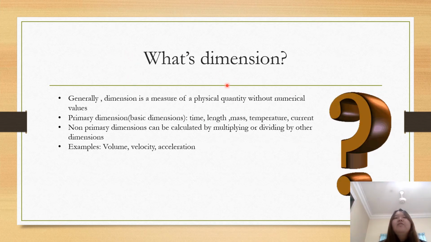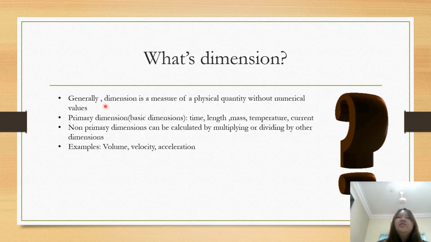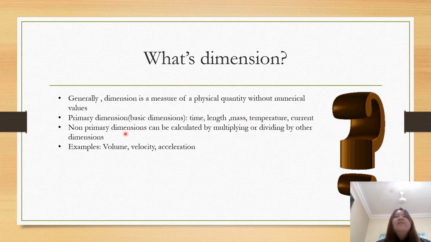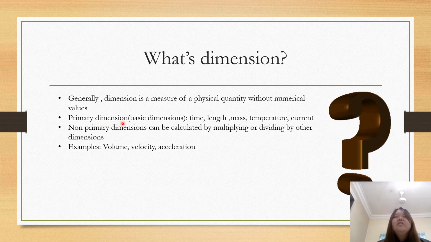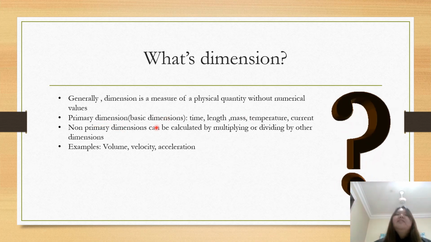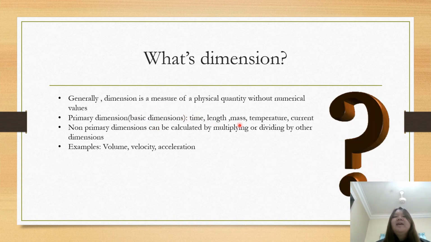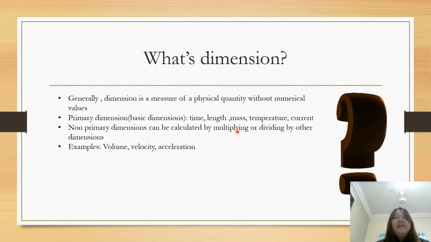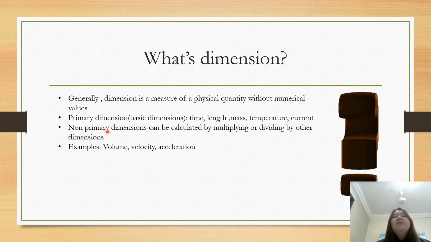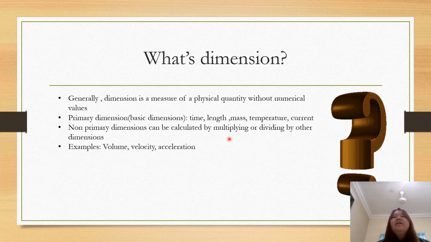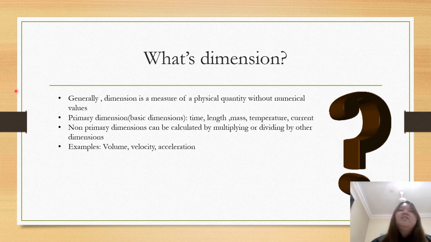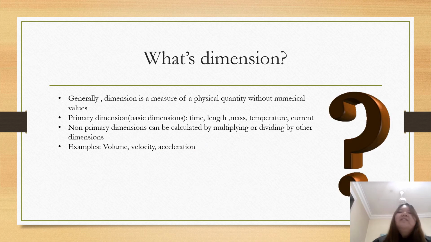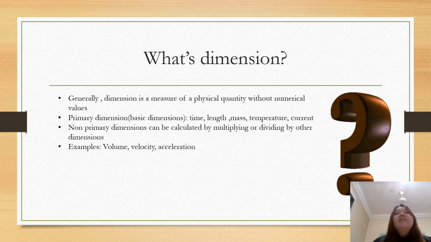First of all, we have to know what a dimension is. Generally, a dimension is a measure of a physical quantity without numerical values. There are a few primary dimensions, which we can also call basic dimensions. They are time, length, mass, temperature, current, amount of light, and amount of matter. Non-primary dimensions can be obtained by multiplying or dividing other dimensions. Examples are volume, velocity, acceleration, weight, and others.